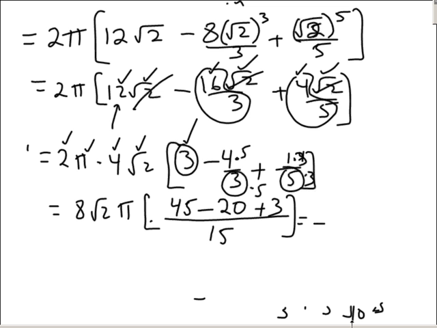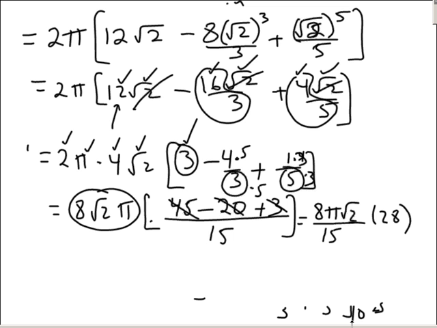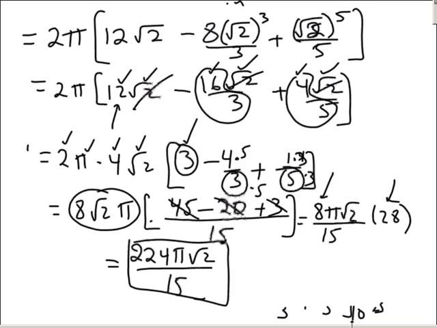Okay, the over 15 I'll factor out in front. So this is a numerator. Probably should write pi in front of the square root of 2. And what's left in the brackets is 28: 45 minus 20 is 25, plus 3 more is 28. And the final answer will come from multiplying 8 by 28, which is 224, I think. It's 224 pi times square root of 2 over 15. That's the exact volume you would get if you rotated that area about the x-axis.